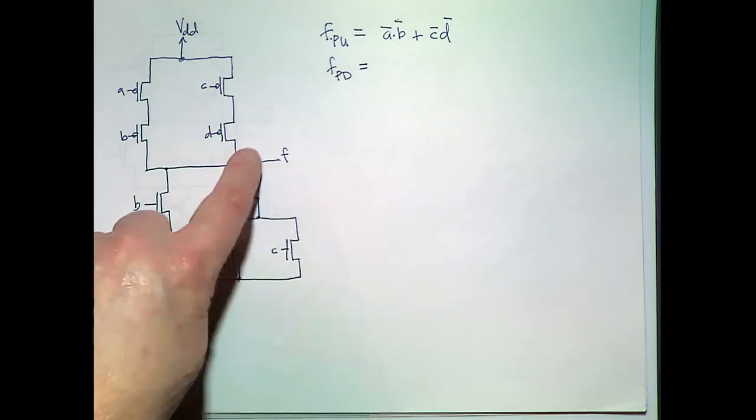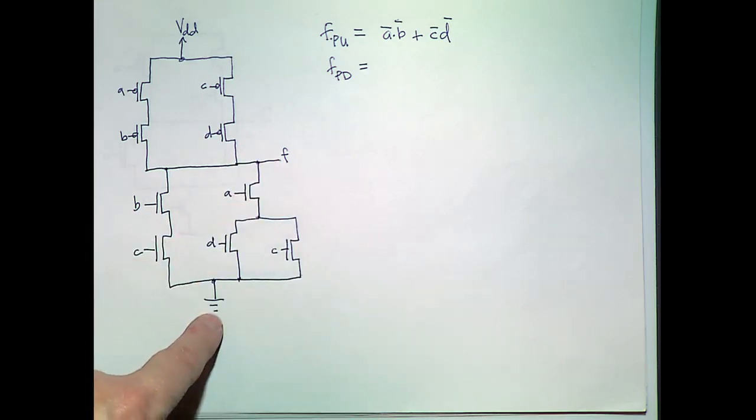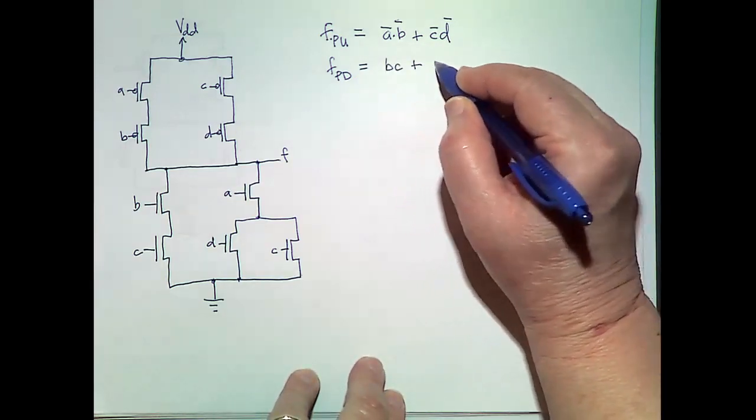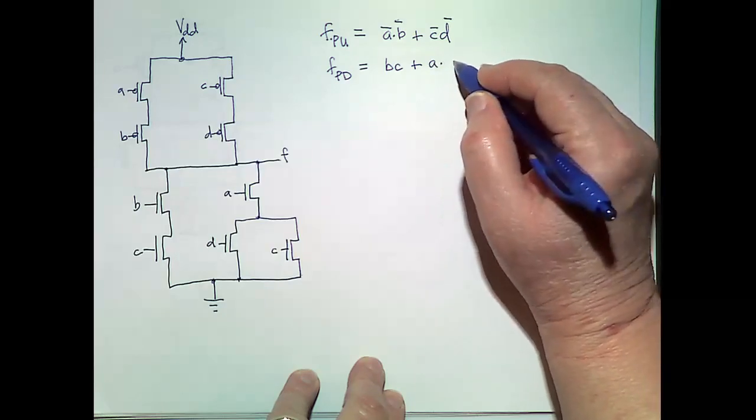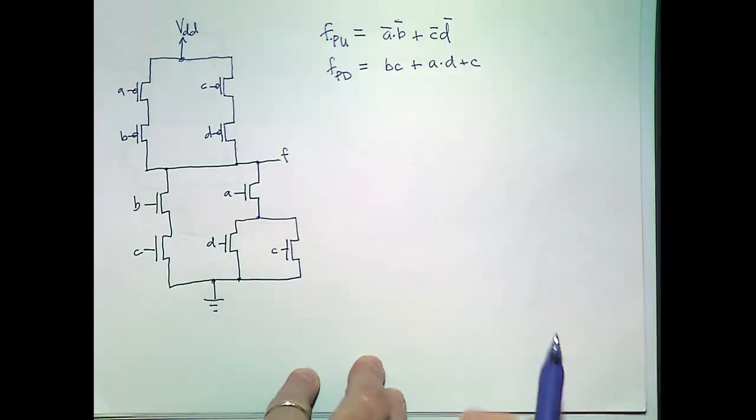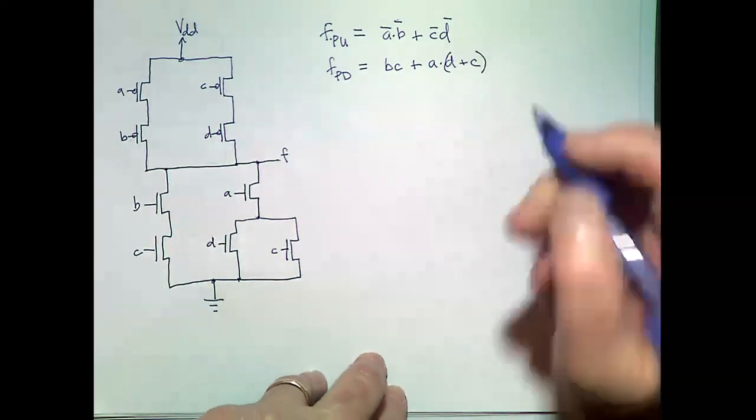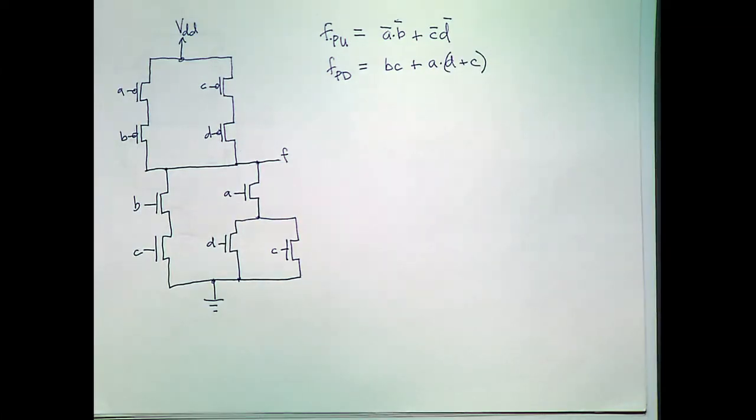When do I have a connection from F to ground? Yes. Please put parentheses. Okay. Just like Vivado, if you don't specify, I will do it the wrong way. Okay, all right. So now the question is, are these actual complements of each other?